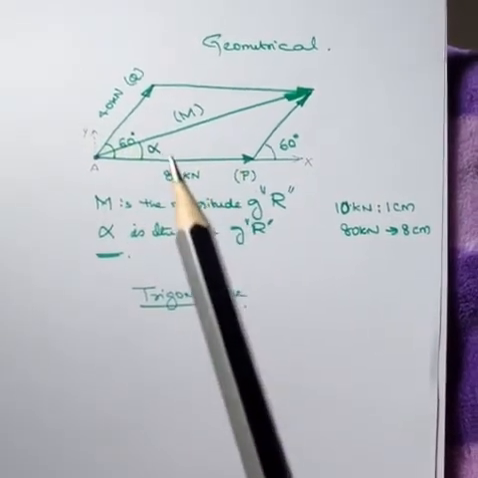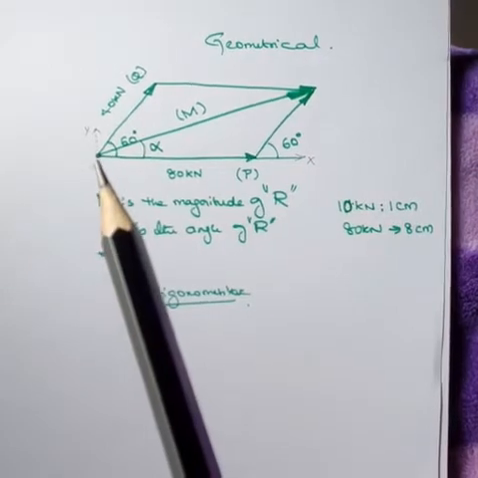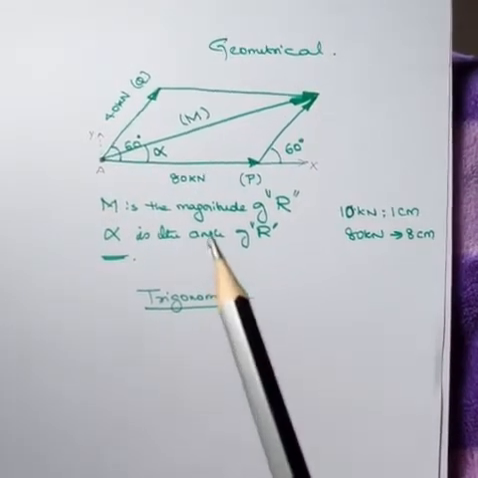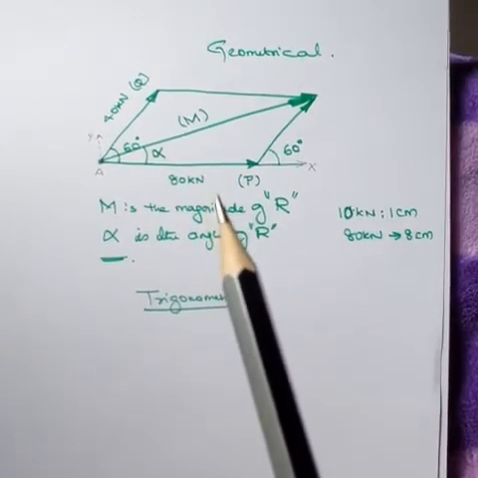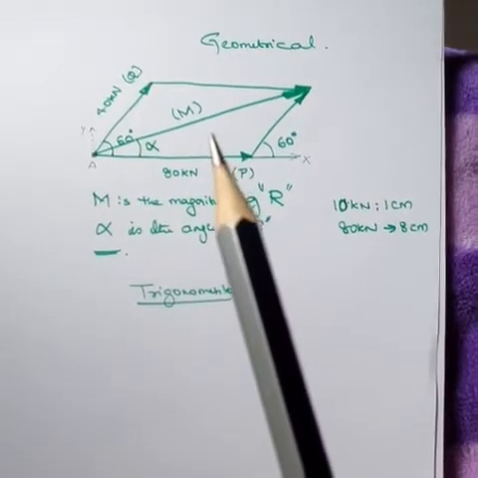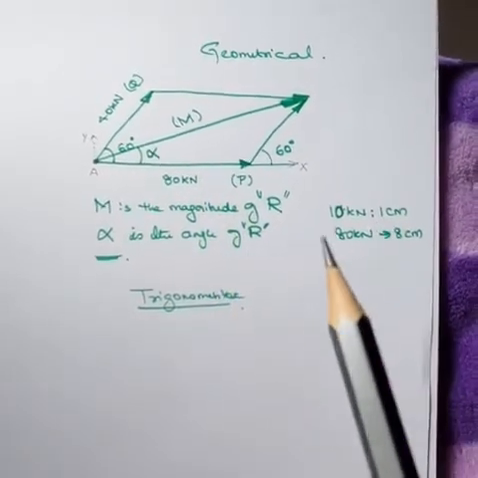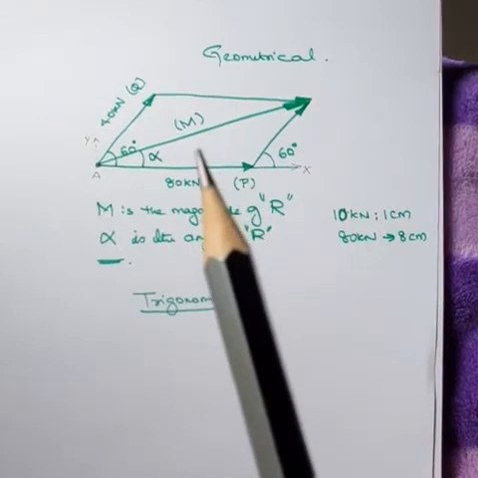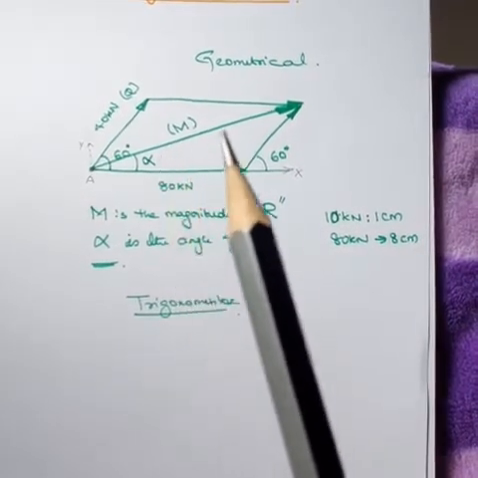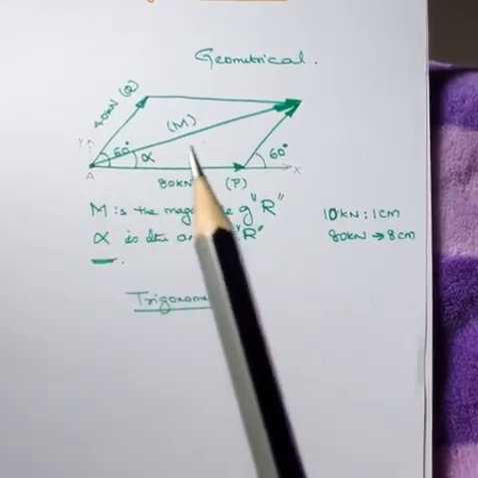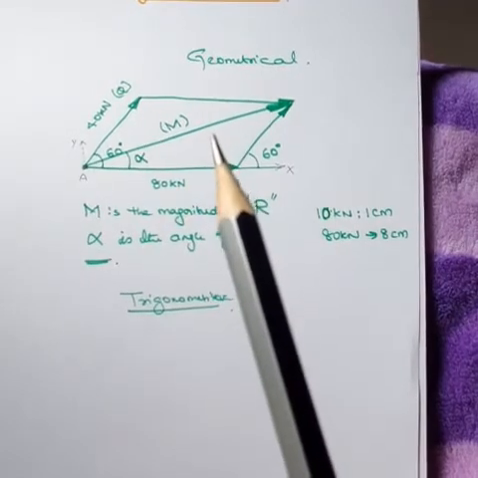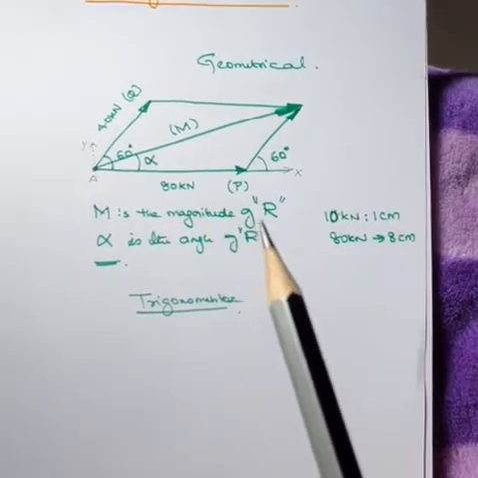Now if you take a scale, a ruler, and measure the distance from this point until this point, that will give you the magnitude of the resultant R of the forces P and Q in centimeter, and when you multiply with 10 you get the resultant force R in terms of kilonewton. So for example, if the length is, let us take 10 centimeter, and when you multiply with 10 kilonewton you get 100 kilonewton, which is the resultant R.